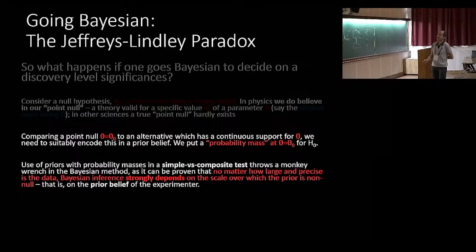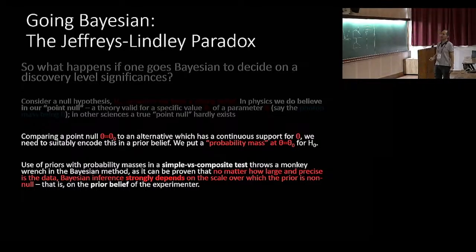So comparing a point null to an alternative hypothesis, which has a continuous support for theta, well, this requires a Bayesian to find the prior that encodes this belief. So what we need to do is to put a probability mass at a certain value, theta zero. So I have a 50% belief that the photon mass is zero, and then the rest of my prior probability is that the mass is not zero, but it must be very small because we measured it to be very small. So maybe it is a Gaussian with a width of 10 to the minus 18 eV or something like that. But we have to put a Dirac delta at zero because that is the null hypothesis.